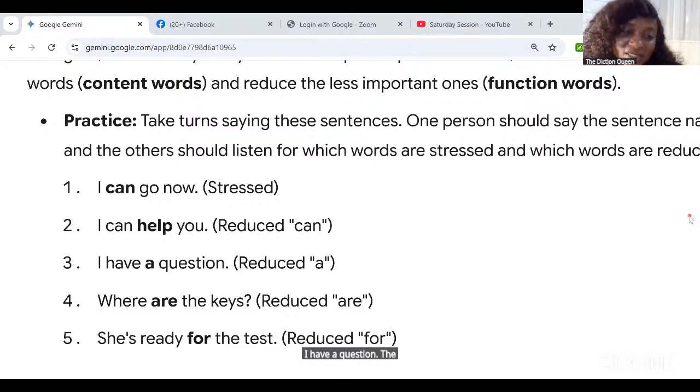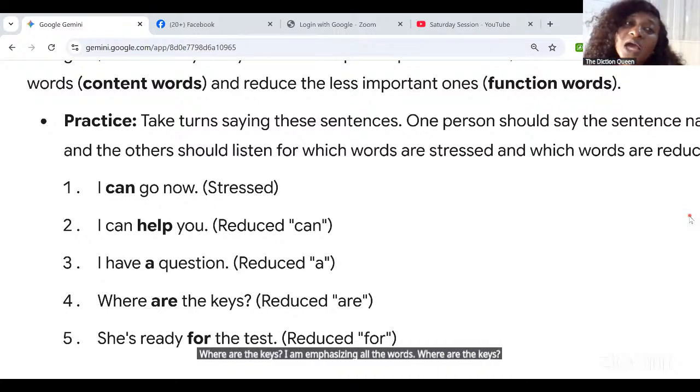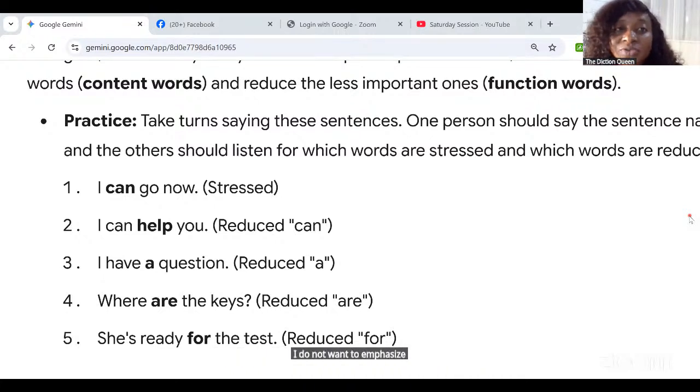The fourth sentence. Where are the keys? I am emphasizing all the words. I do not want to emphasize A-R-E, so I need to reduce it. As I approach A-R-E, my mouth needs to reduce as well. Where are the keys? Where are the keys, instead of where are the keys?